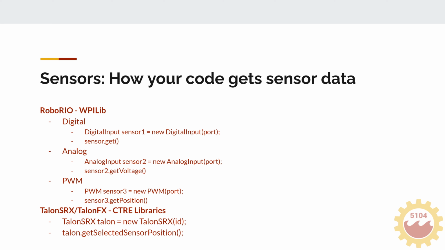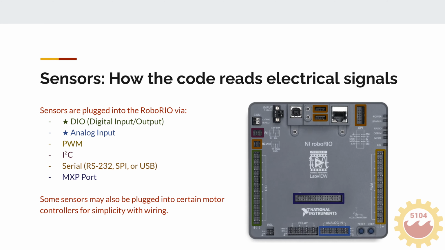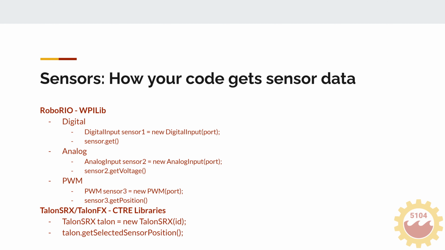Okay, so how does your code actually get this sensor data? For anything with the RoboRio, you're usually going to be using WPILib. You might have to use Kauai Labs' libraries, for example, if you're using that NavX MXP, even though it's plugged into the RoboRio. But every other single port on here is using WPILib. This is the default library for the RoboRio, and it basically runs everything from the driver station to the controllers, etc.